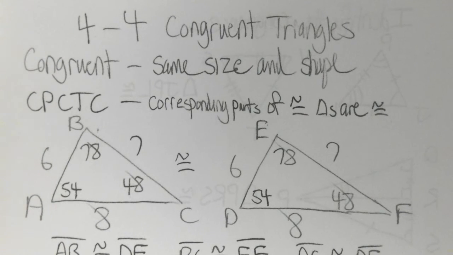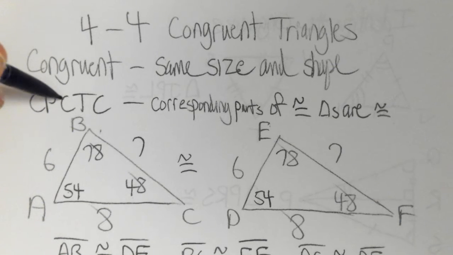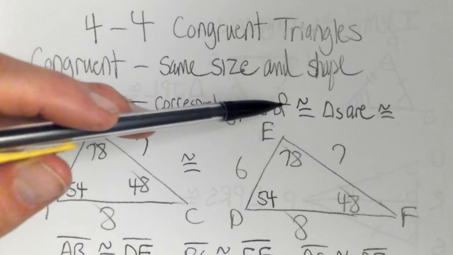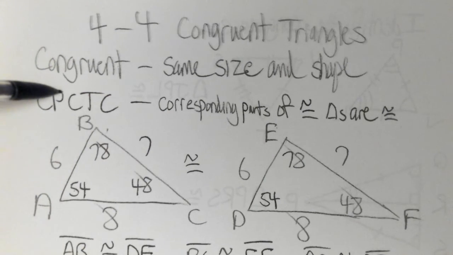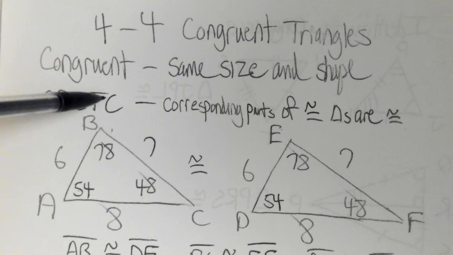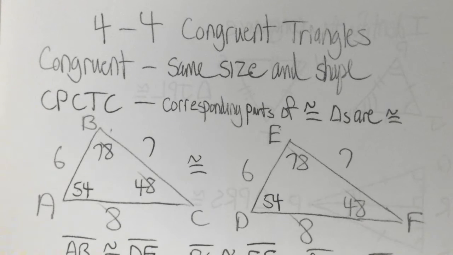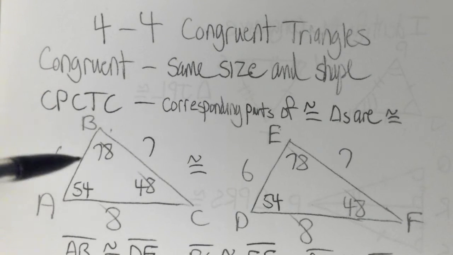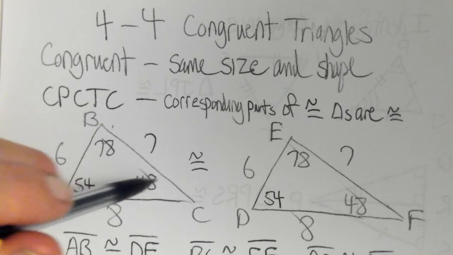Okay, the next thing we want to take a look at is an abbreviation, CPCTC. What it stands for is corresponding parts of congruent triangles are congruent. Here's the significance of this: if you've got two congruent triangles, then each one of their corresponding parts has to match.